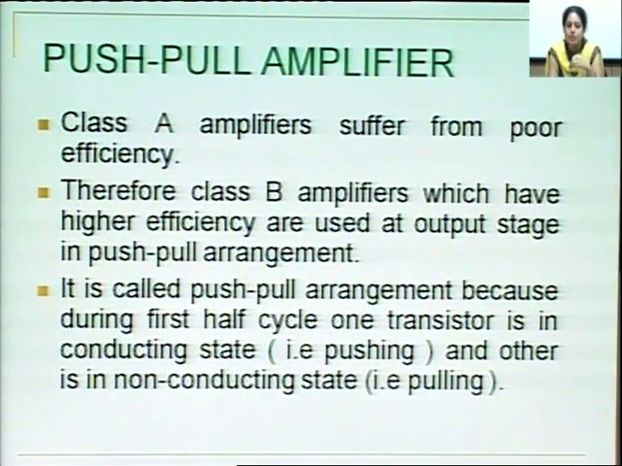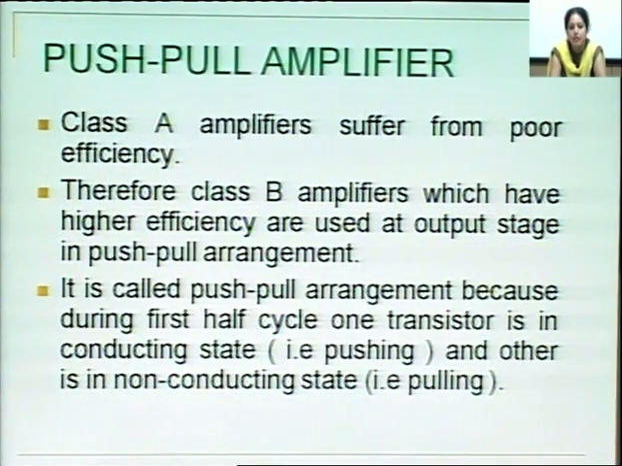And in case of class B amplifiers, you have maximum distortion, but the advantage over class A amplifier is that you have the higher efficiency in case of class B amplifiers. So if we need a higher efficiency at the output, and that is not provided by class A amplifiers, the answer to this is the push-pull amplifier arrangement.